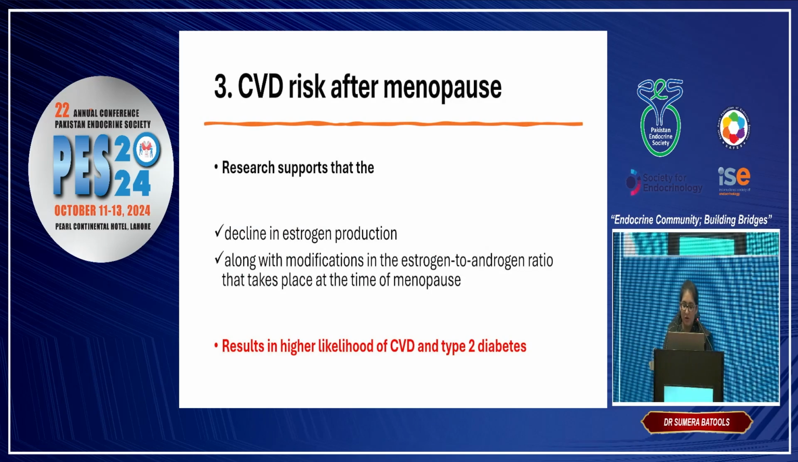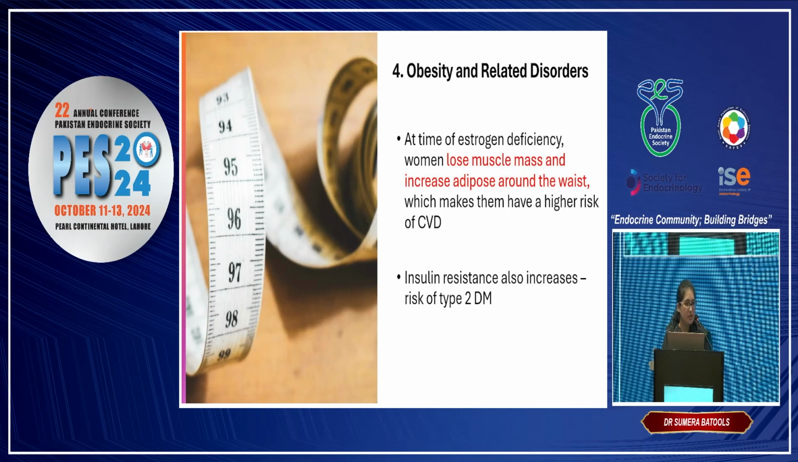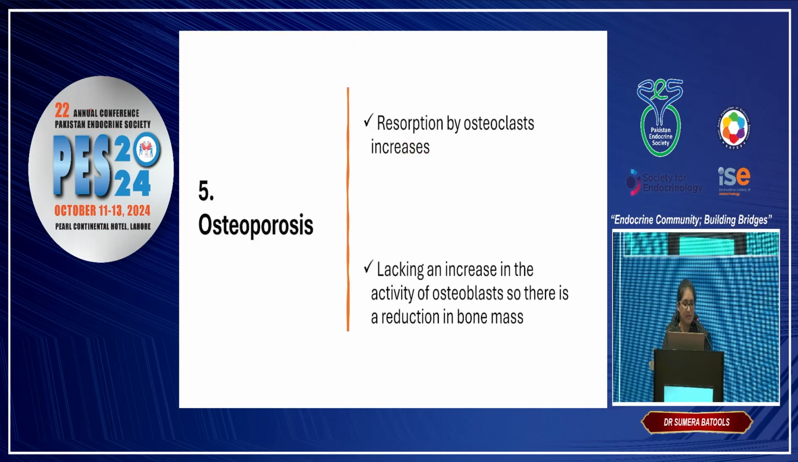Cardiovascular risk. We usually say that women are at low risk of developing cardiovascular disorders compared to men because of the protective effect of estrogen in younger life. But when the menopause starts, this protective effect is lost. Now the women are more prone to developing cardiovascular disorders. Because of the estrogen deficiency, there is abnormal lipid metabolism and abnormal fat deposition, resulting in insulin resistance and increased risk of developing type 2 diabetes.